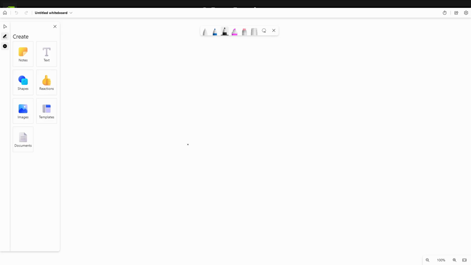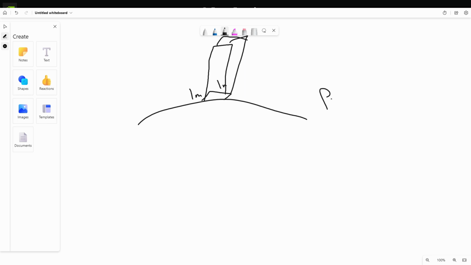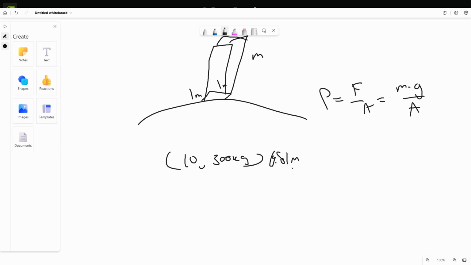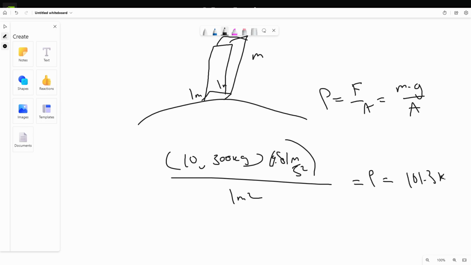Okay, so last but not least, let's talk about the mathematics behind the air column. If we have a 1 meter by 1 meter air column, and we know that pressure is force upon area, which is just mass times acceleration, which is gravity in this case, 9.81, over area, then the mass of the air column times gravity, so the mass is roughly 10,300 kilograms, times 9.81 meters per second squared, over the area, which is 1 meter squared, will give us our pressure, which is roughly 101.3 kilopascals.